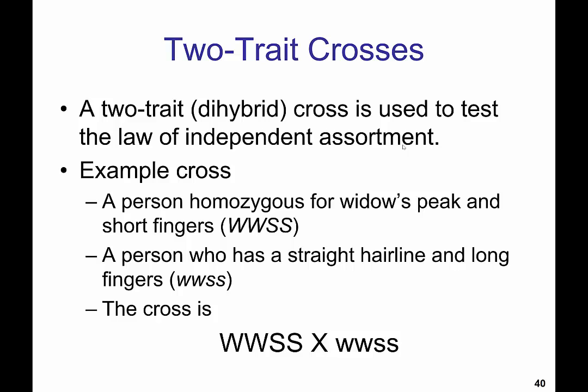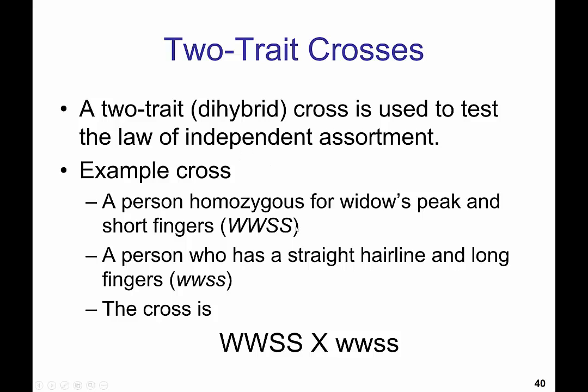So for the example of how we get a dihybrid in the first place, if we have a person who is homozygous dominant for widow's peak and short fingers, that's represented as big W, big W, big S, big S. Notice here too that for two traits we have 4 alleles, because we have 2 for one trait, 2 for the other trait. Since you have homologous pairs, you have information from the mother and the father.